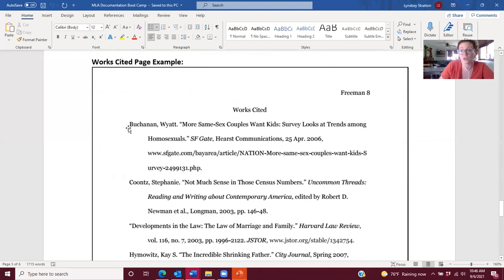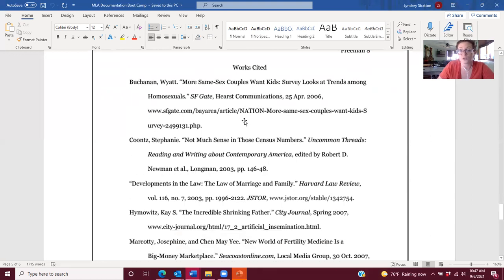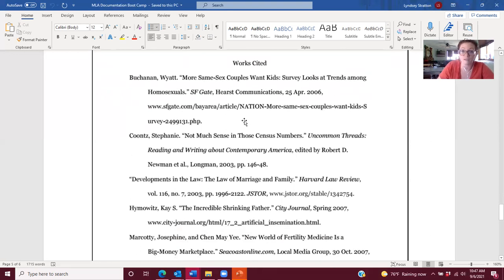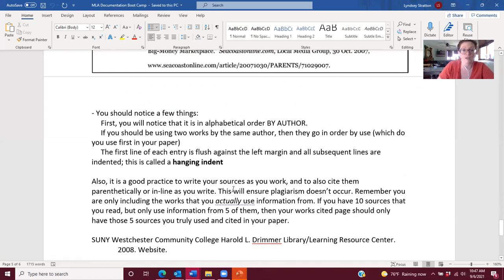This is going to be what's called a hanging indent. So your source starts flush against that left-hand margin, and then the lines that are still within that source, but are after that first line, are indented one time. You'll notice Buchanan is flush against the left-hand margin, and then the word homosexuals is a tab in, along with the subsequent lines for that source entry. You'll also notice that your works cited page is alphabetized by author's last name.